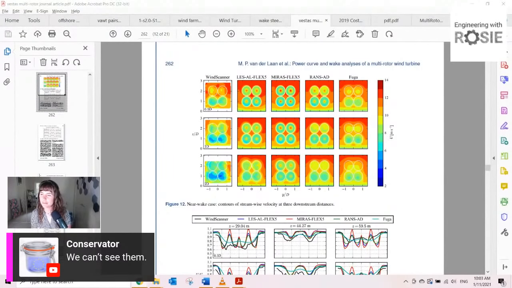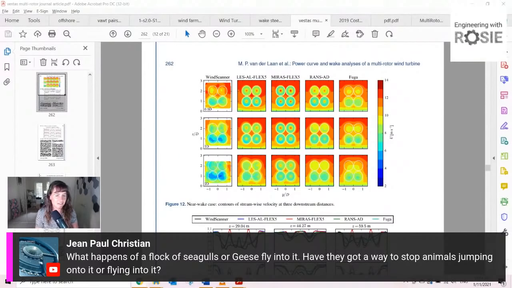Then this one from John Paul Christian: what happens if a flock of seagulls or geese fly into it? Have they got a way to stop animals flying into it? So I haven't seen specific studies for this multi-rotor or any multi-rotor turbines, but I'm underway making a video about wind turbines and birds, because that's an issue that's very close to my heart, because I am a bird lover. I have binoculars and a bird app, and I go out and find new birds, see them for the first time and check them off.